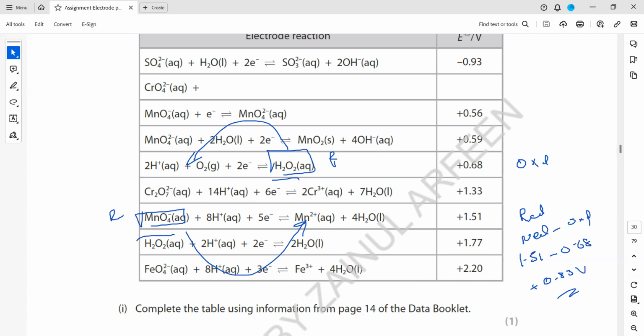Is it clear? So we check because the two equations involve hydrogen peroxide. If we use the first equation, then hydrogen peroxide will be the reactant, and instead of MnO4, Mn 2+ should be the reactant. But as we select the other equation, according to that, hydrogen peroxide and MnO4, a manganate ion, are the reactants.